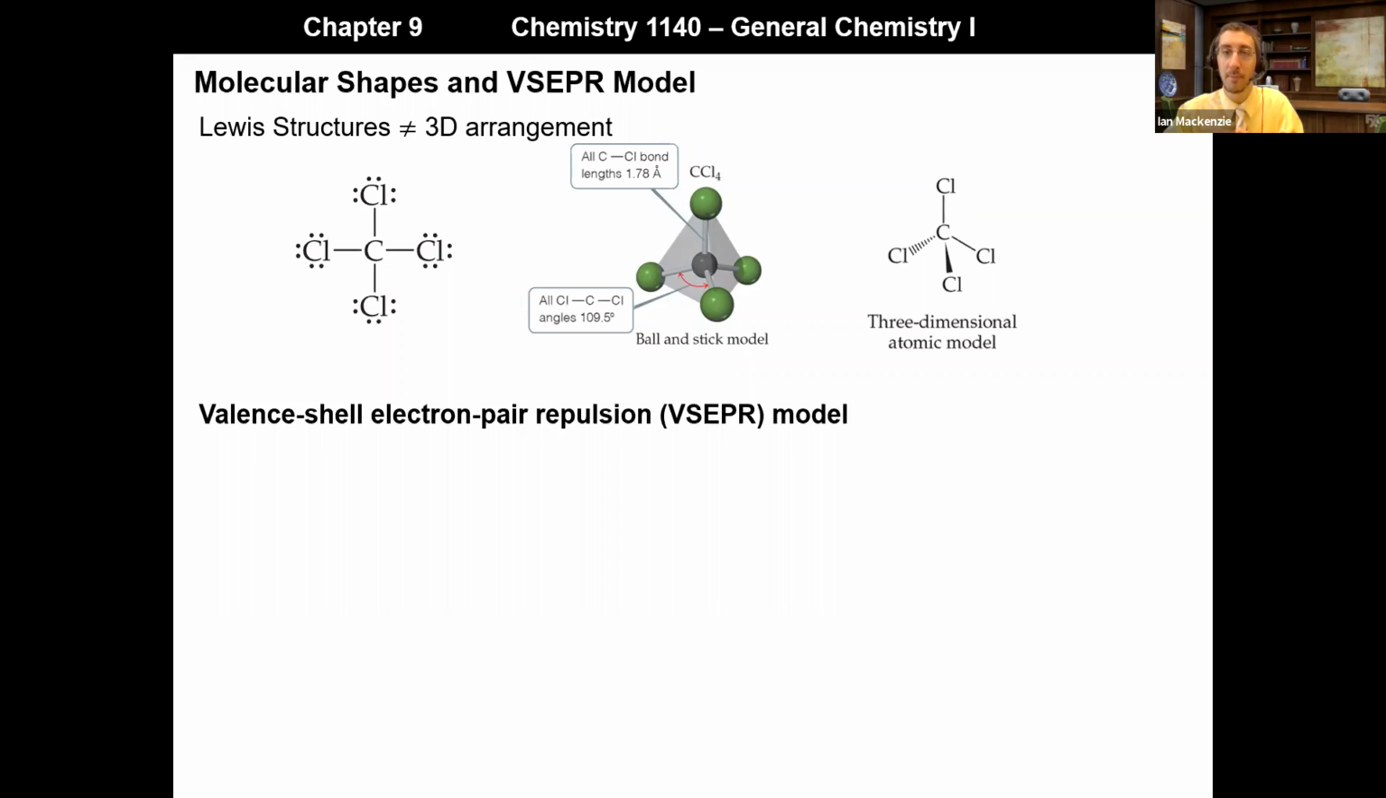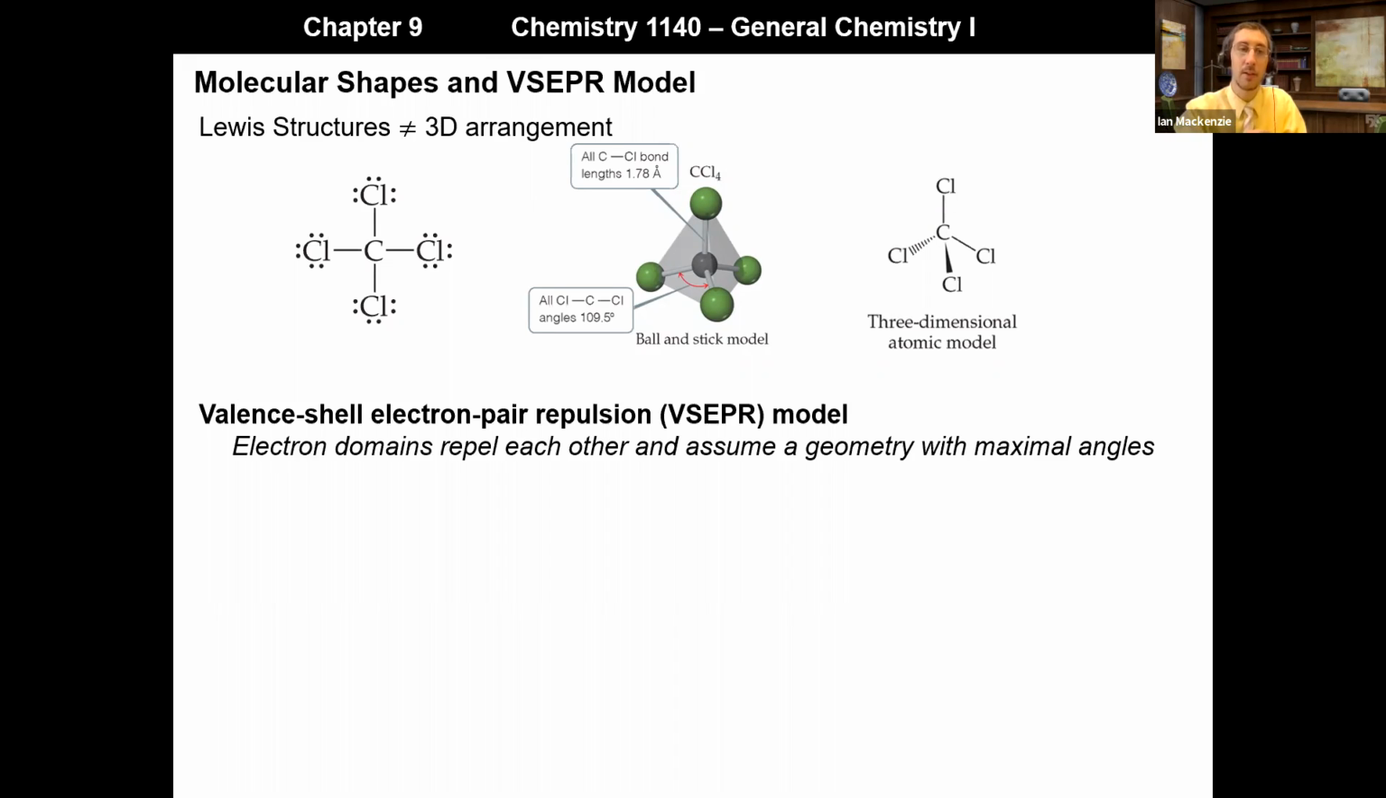as long as you remember the central tenets of the model. And the basic concept here is that electron domains repel each other because they contain electrons, which are negatively charged, and like charges repel each other. And so the molecule assumes a geometry with maximal angles between those electron domains. Now, first off, what is an electron domain? How does this apply, and what sense does this make?